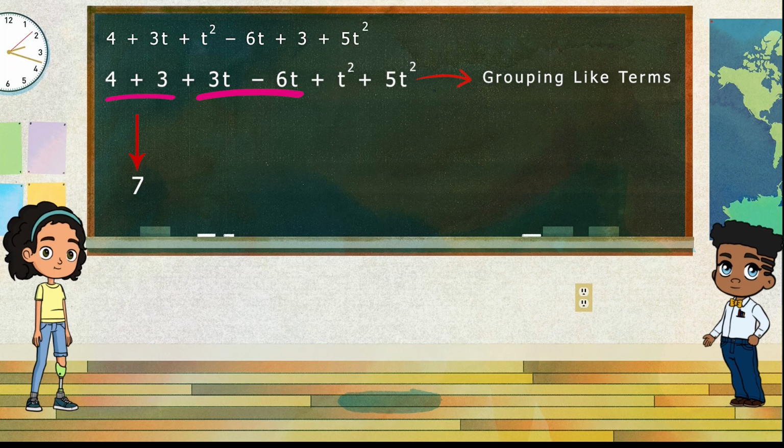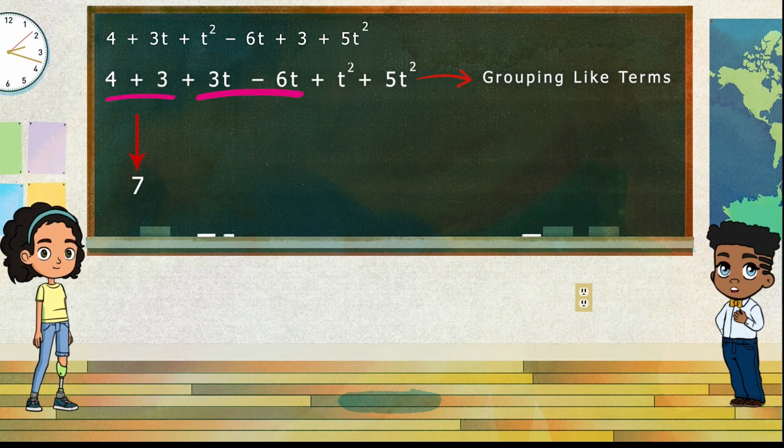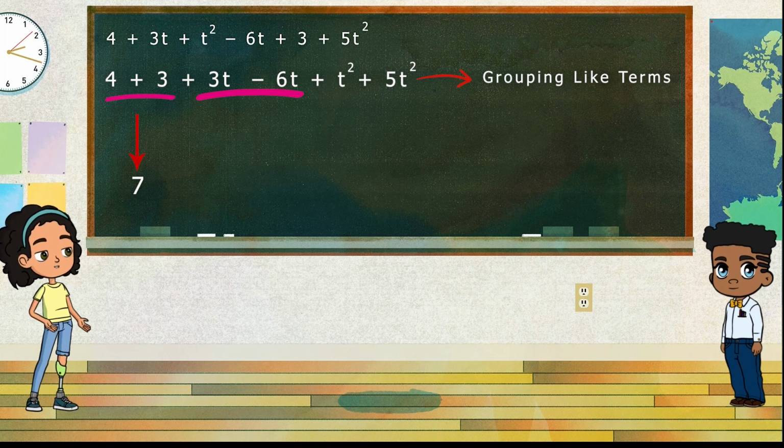3t minus 6t. Wait, we are subtracting the larger number from the smaller number? This is possible, Keliesha. Mathematically? Yes. Look at it this way. We have a positive 3t and a negative 6t, right? Well, that's what's there, so yeah. It will make sense soon. Just follow keenly.